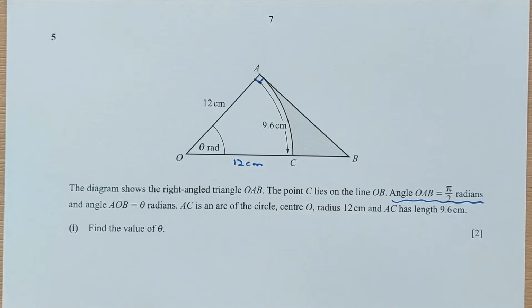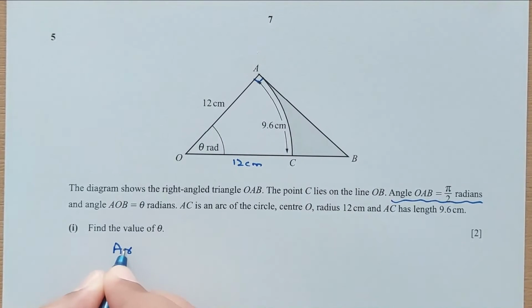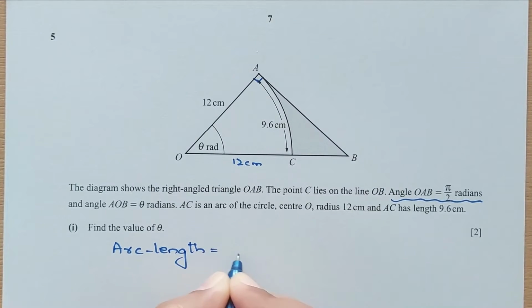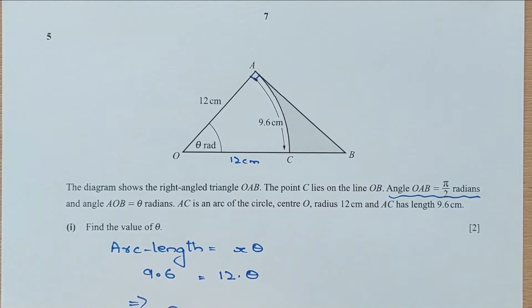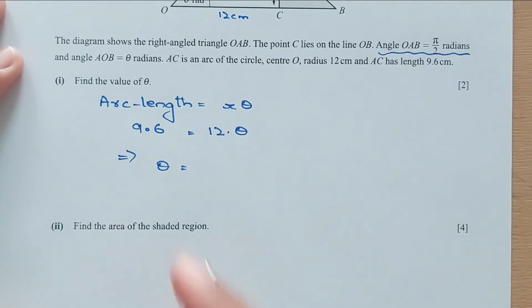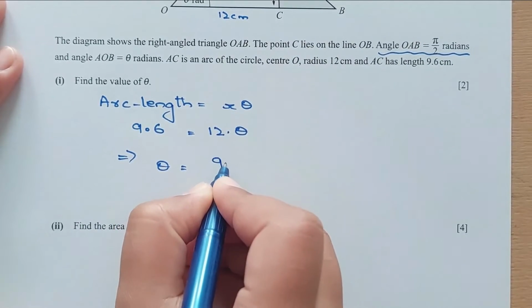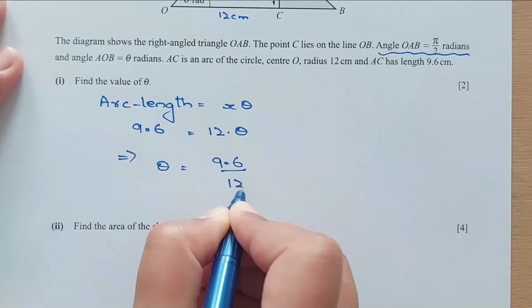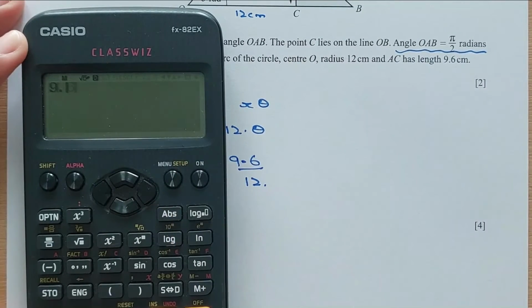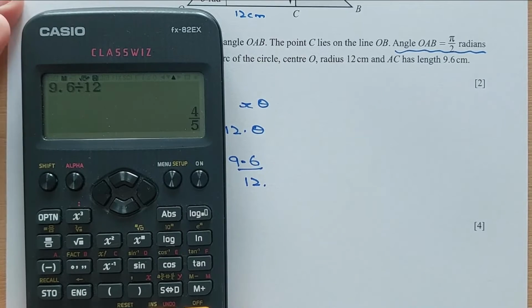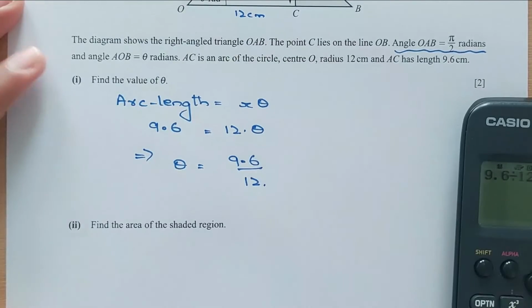So we have to use a formula for arc length. Arc length of a sector is equal to r times theta. Arc length we have given is 9.6. Radius we have given is 12 times theta. And to get the value of theta, we have to do 9.6 divided by 12. That is 4 by 5 or 0.8 radians.